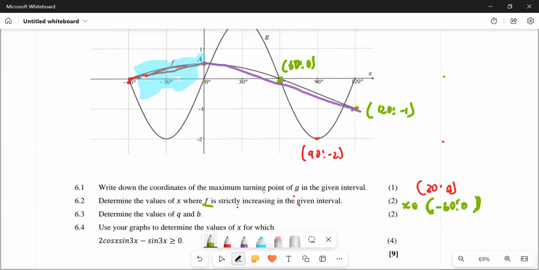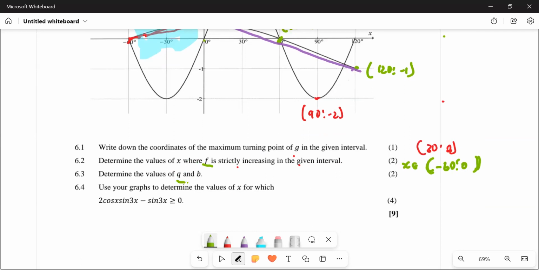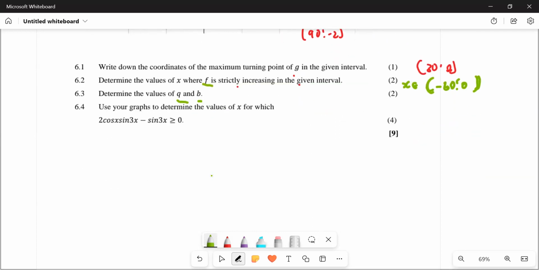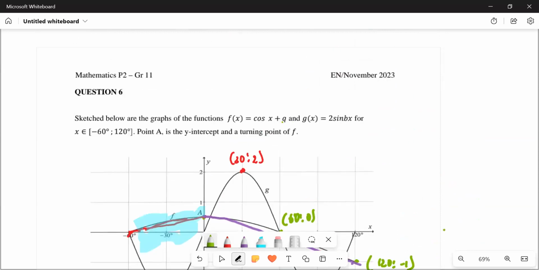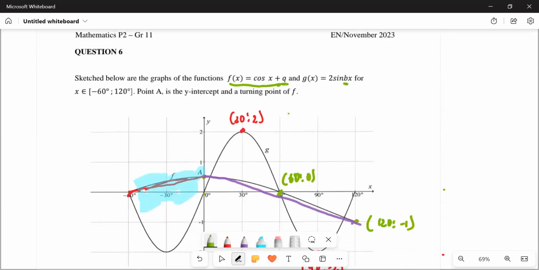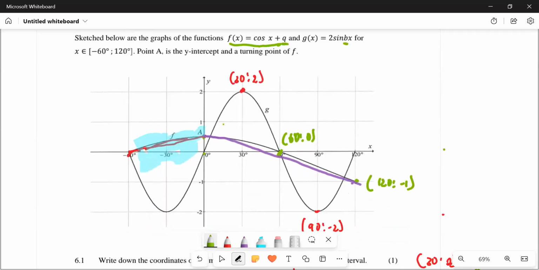Now, this is the one I'm interested in. Determine the values of Q and B. What is B? We want to determine what Q is, and we also want to determine what B is. When you get Q from f of x, which graph is f of x? It's this one. Which coordinates do you have for f of x? You have 60 and 0. Yeah, we're going to use that.